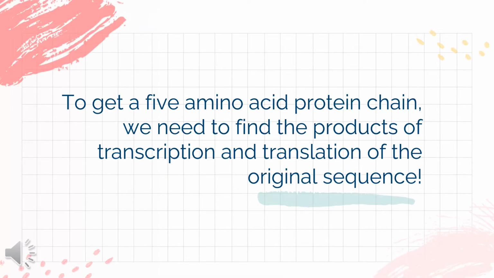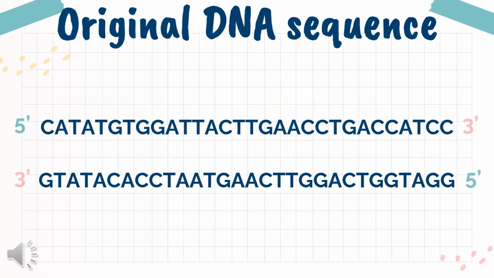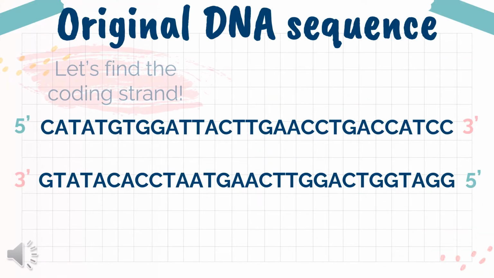In relation to this DNA sequence, we're posed with the task of transcribing and translating this original sequence to get a 5-amino acid protein chain. Let's get started. Our first step is determining which strand of the DNA is the template strand and which is the coding strand. This is important because the coding strand is what's transcribed into the mRNA sequence.